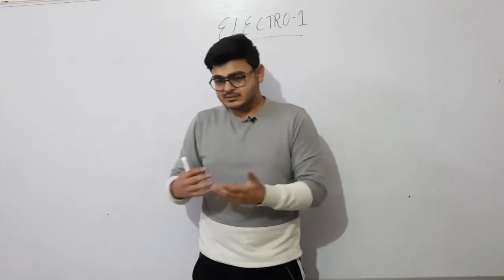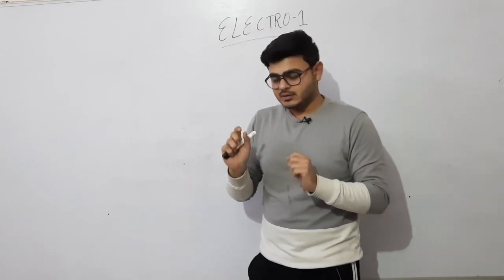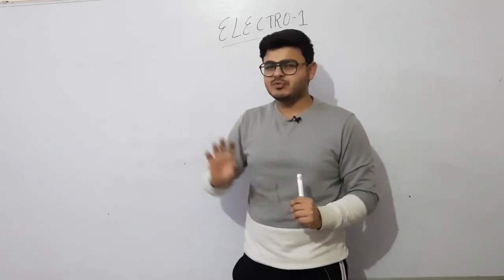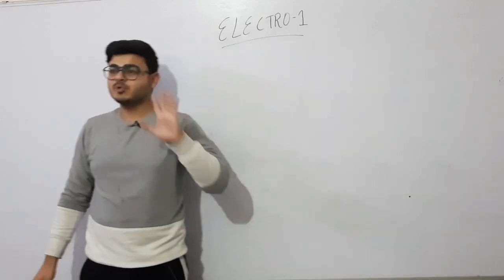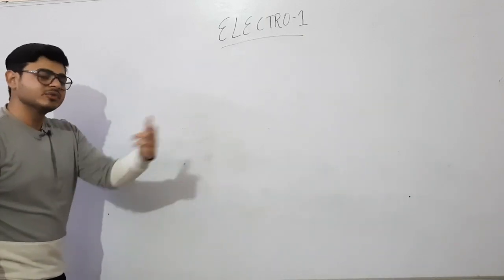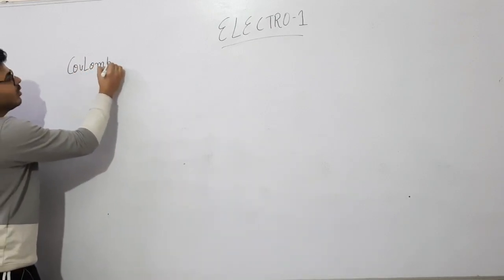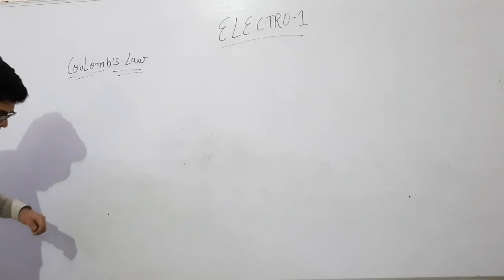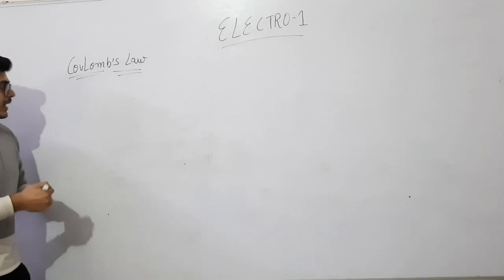Now what we basically have to evaluate is the force here, the repulsion force and the attraction force, the value of repulsion and attraction force. So the scientist named Coulomb gives us an idea how to find the magnitude of that force. Basically it's a law named as Coulomb's law. Okay.